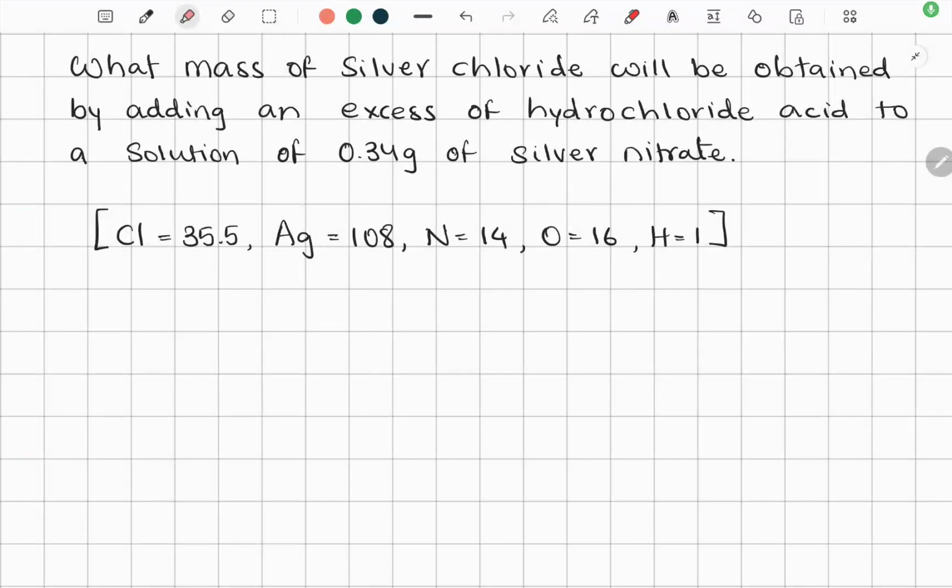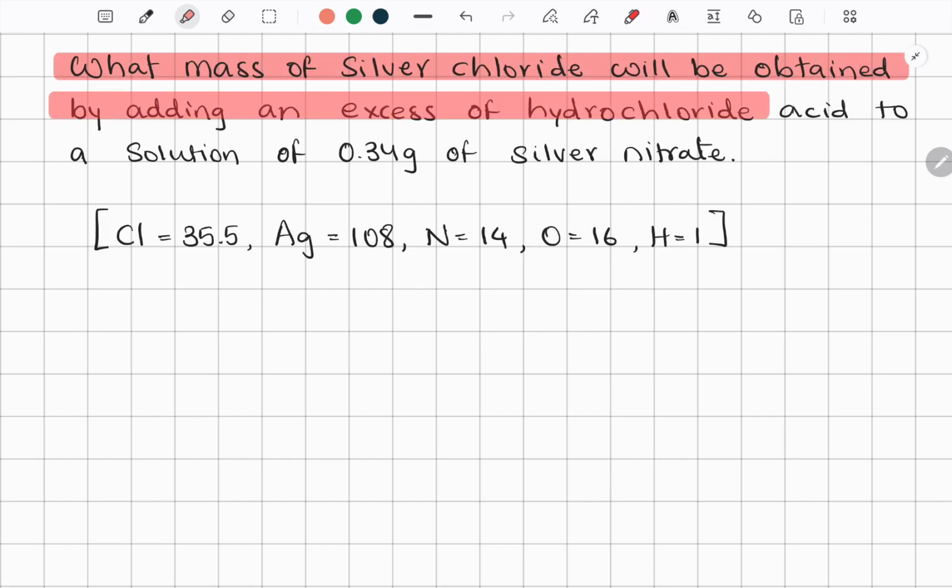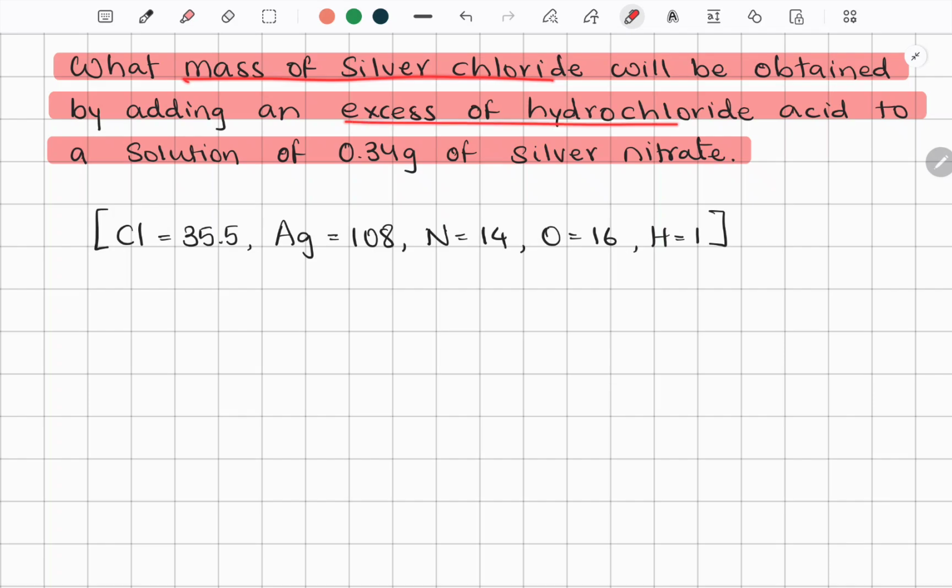Let's try to solve this question. In this question, it's been asked what mass of silver chloride will be obtained by adding an excess of hydrochloric acid to a solution of 0.34 gram of silver nitrate. Basically, we have to calculate the mass of silver chloride when the excess of hydrochloric acid is added to 0.34 gram of silver nitrate.